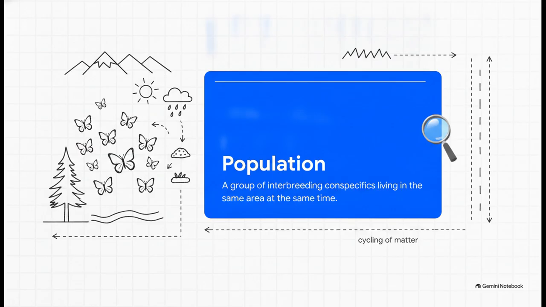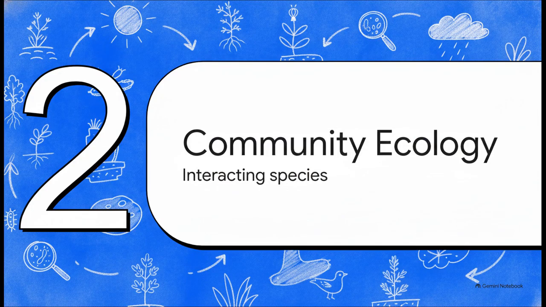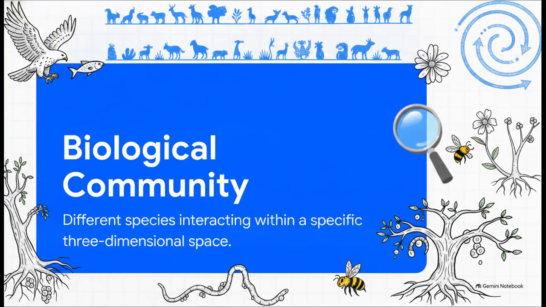That could mean natural borders, like rivers and mountains, or even artificial ones like mowed grass or a highway. So if you're out counting the number of one specific type of butterfly in a single pine barren, you are officially studying population ecology. Section 2. Community ecology, interacting species. Now, zoom out just a little bit with me.